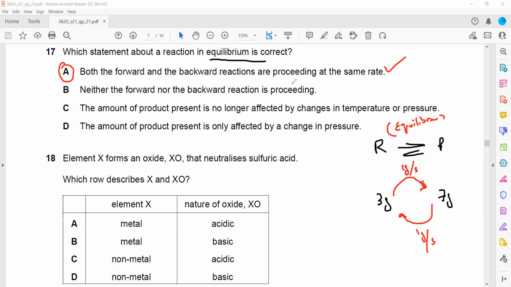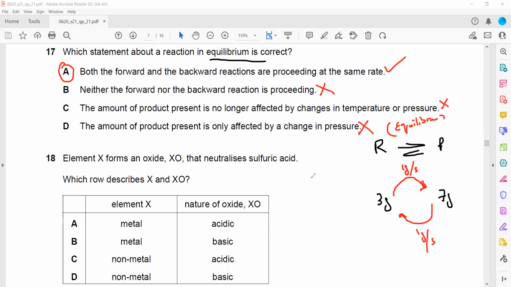Neither forward nor backward reaction proceeds or occurs. That is totally wrong. The amount of the product present is no longer affected by change in temperature or pressure. That is wrong, because for reversible reactions, temperature, pressure, and changing the concentration all affect the amount of product. The amount of product present is only affected by pressure, that is also wrong.